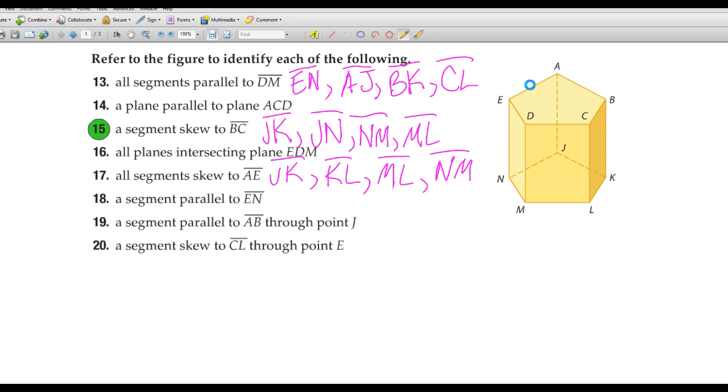Number 19, a segment parallel to segment AB through point J. Segment AB. Here is point J, so we want a segment through point J parallel to AB. So that would be JK.